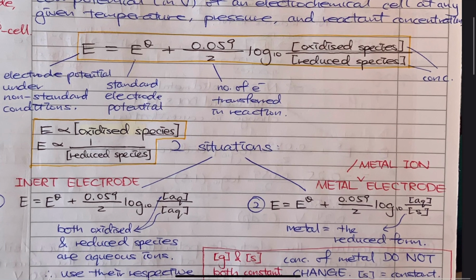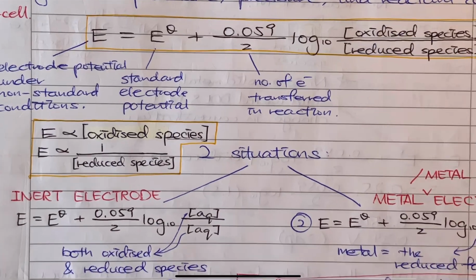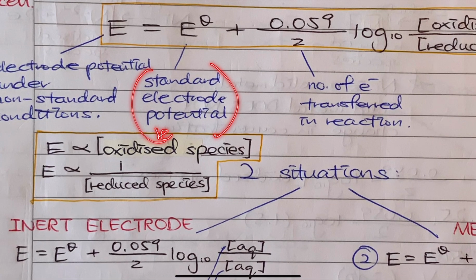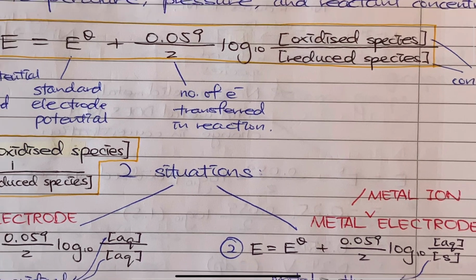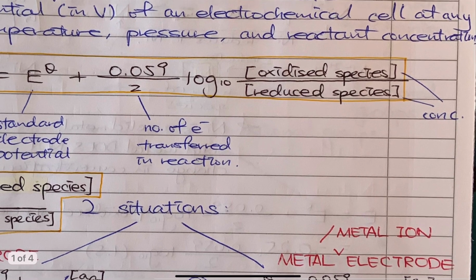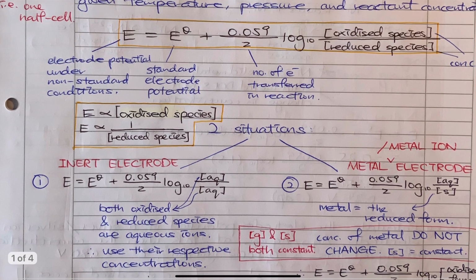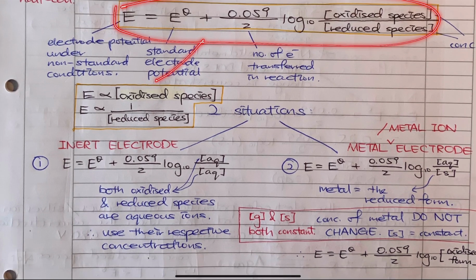Okay, so let me just quickly break down this equation. We have the electrode potential equals the standard electrode potential, which is basically whatever half cell compared to a standard hydrogen electrode, so you get a standard electrode potential for the reduction process. And you also have plus 0.059 divided by the number of electrons transferred in the reaction, and you log the concentration of oxidized species over the reduced species. So this equation infers this relationship.